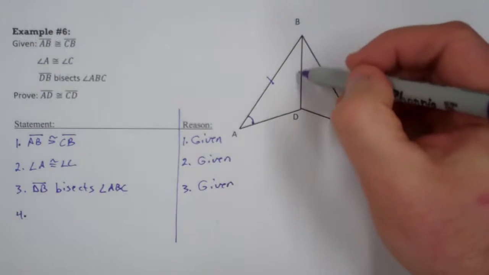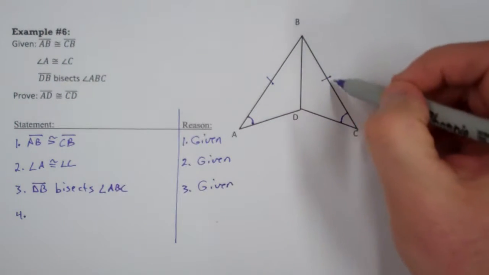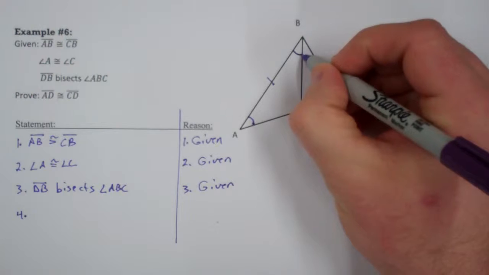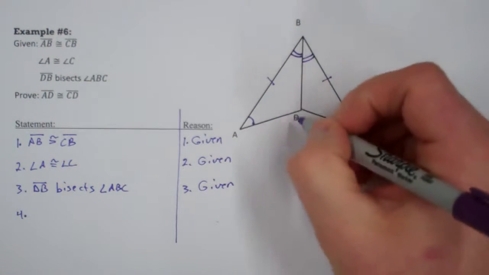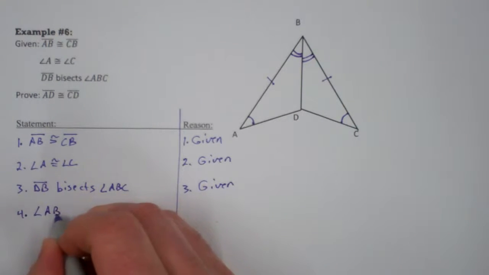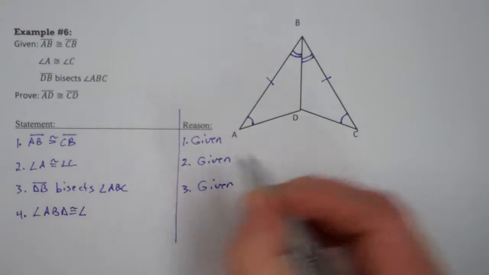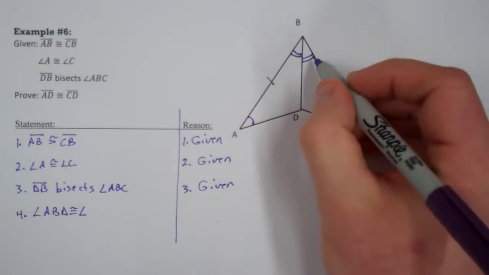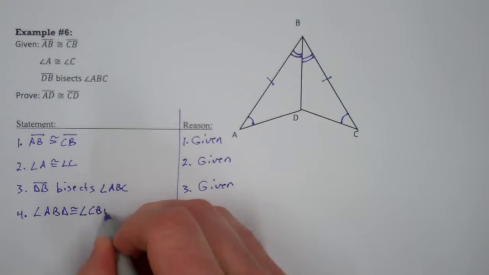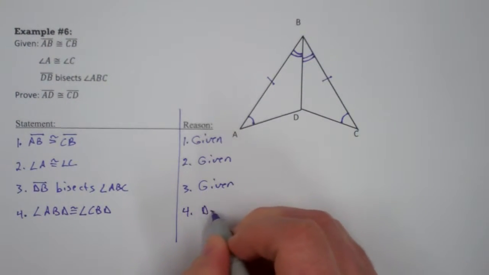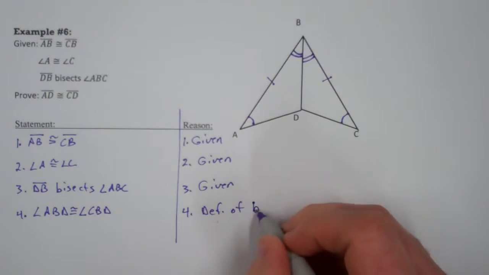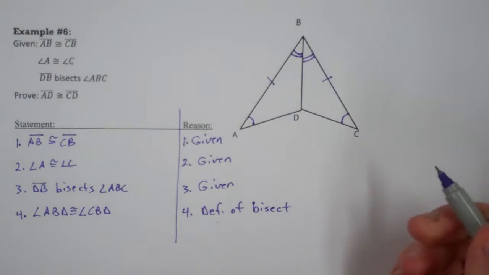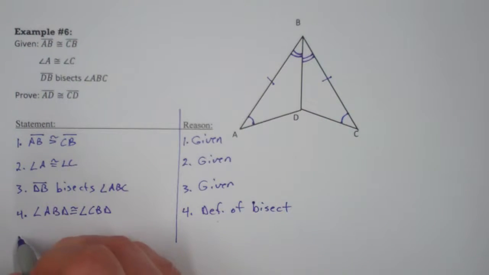If DB here bisects angle ABC, it's going to break it into two congruent angles. So ABD here is going to be congruent to CBD. That's that angle. The reason is that's just the definition of a bisector, or definition of bisect. So we'll put that right there. Definition of a bisect. Alright.